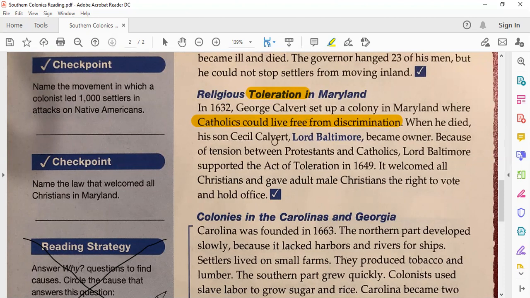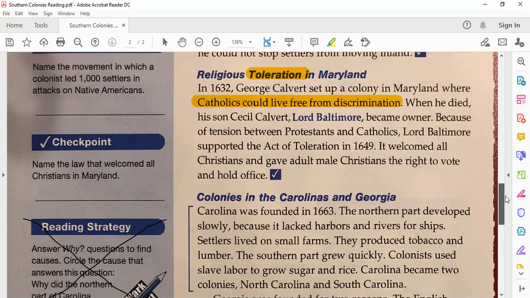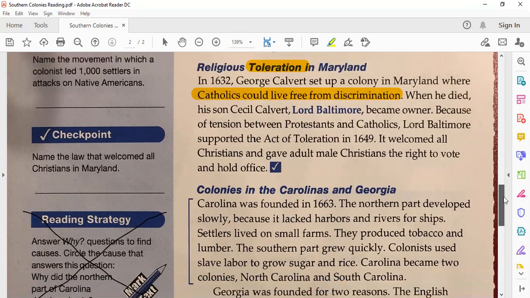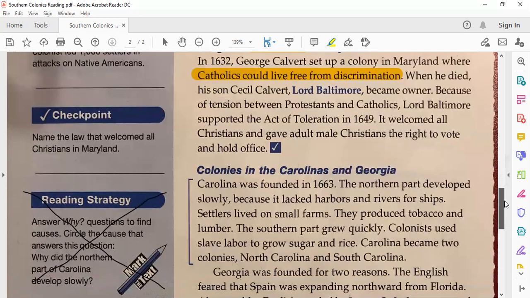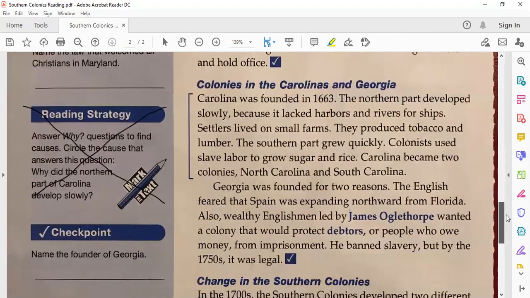When he died, his son Cecil Calvert, also known as Lord Baltimore, became owner. Because of tension between Protestants and Catholics, Lord Baltimore supported the Act of Toleration in 1649. It welcomed all Christians and gave adult male Christians the right to vote and hold office. And so we have a somewhat similar situation like we did in the last reading with Massachusetts, where we see religion playing a major role in the development of a colony.